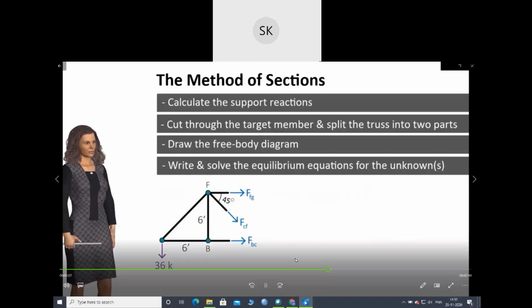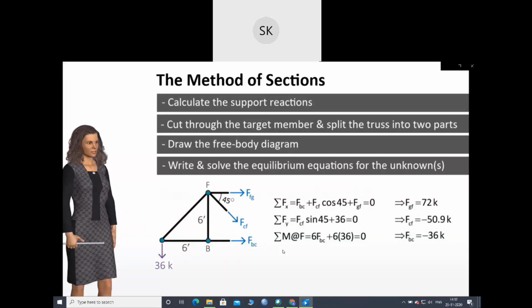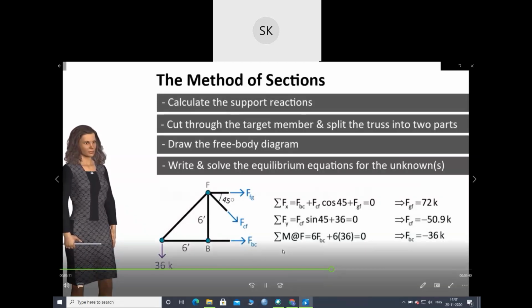4. We write and solve. The rest of the part is the same as in the method of joints, but here you have to cut the section and you can directly analyze. Okay, that is the difference. But finding the member forces is the same as in the method of joints. Solve the equilibrium equations for the free body diagram in order to determine the unknown forces.